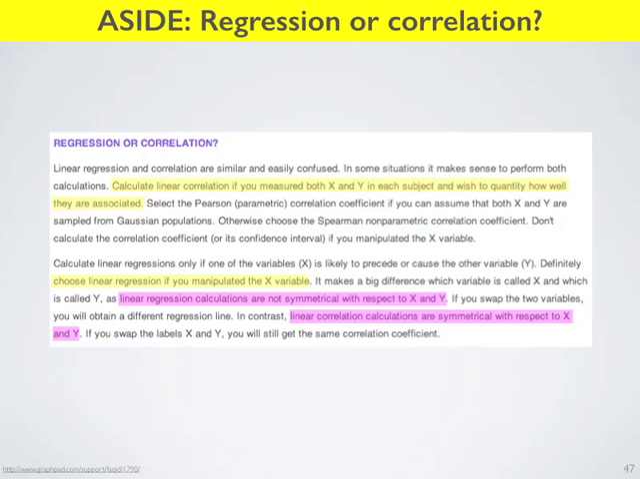Let's first take a little detour and ask, when do you do regression and when do you do correlation? When do you do a multiple linear regression and when do you do a Pearson correlation coefficient? It's very easy. You calculate linear correlation if you measured both x and y, and you want to say how well they are associated, at least in a linear sense. However, you choose linear regression if you manipulated x. If you have control over x, you want to do a linear regression. If you don't have control over x, you want to do a Pearson correlation coefficient. When you're measuring people's weights and heights, you don't have control over them, so the correlation coefficient is the right thing to do.